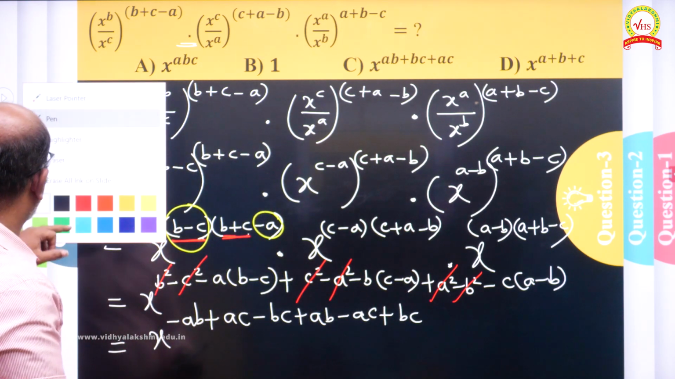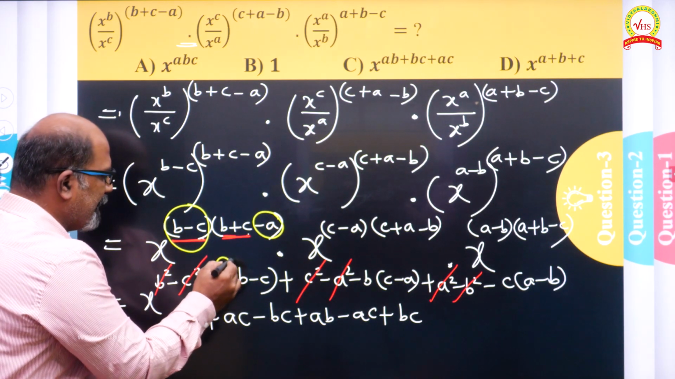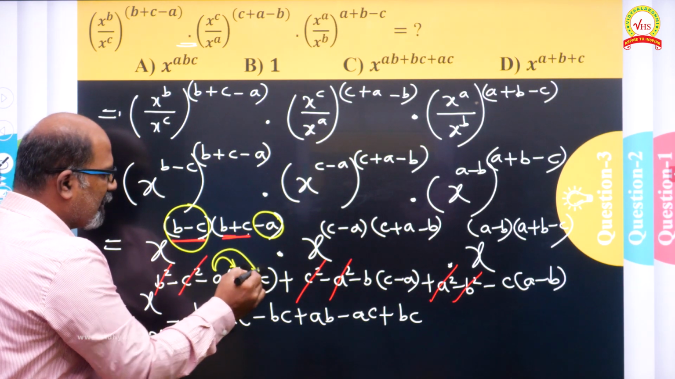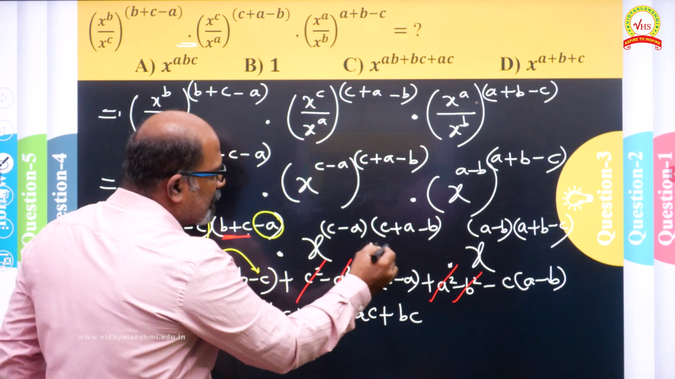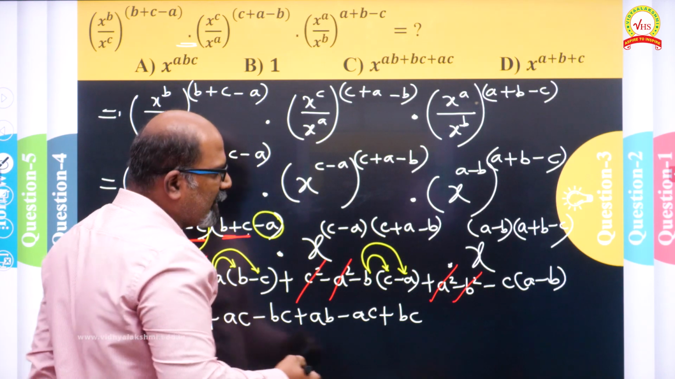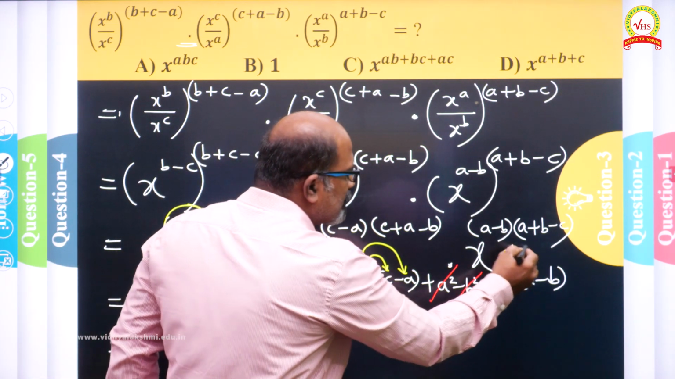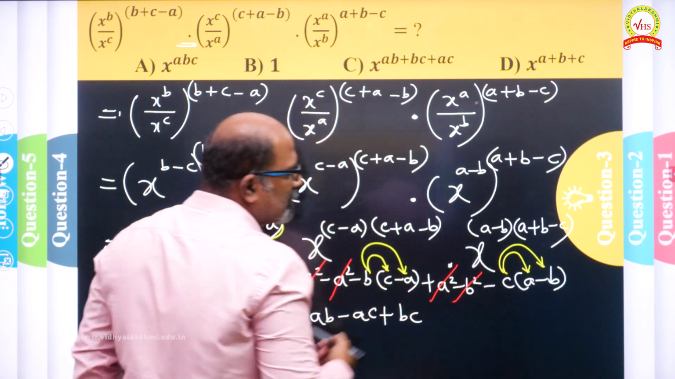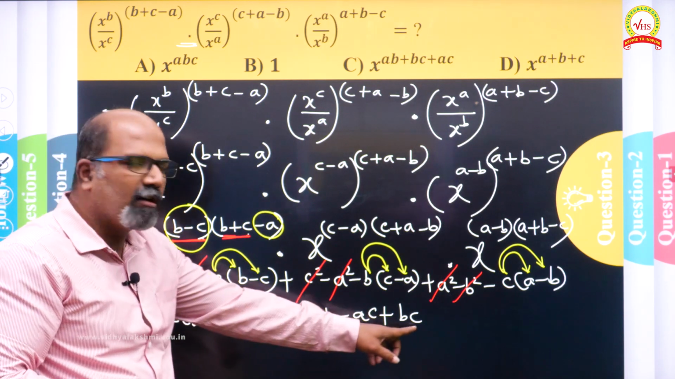It is nothing but I am just making the product here. So, I am just multiplying this a along with b and this minus a along with c. By the same way here, this minus b is multiplied with c, and this minus b is multiplied with this minus a. And at last, this c is multiplied with a, and this c has been multiplied with this minus b. So, because of that multiplication, I got this expression.